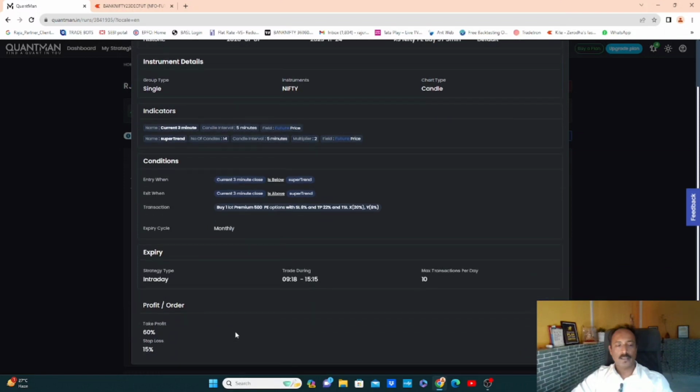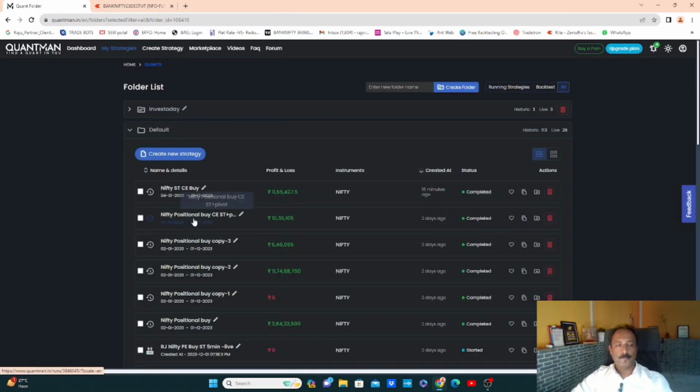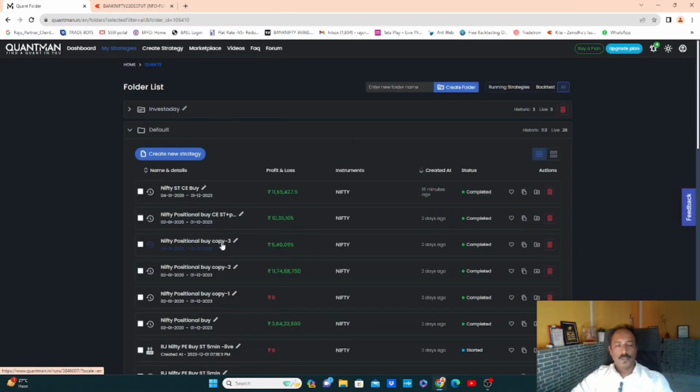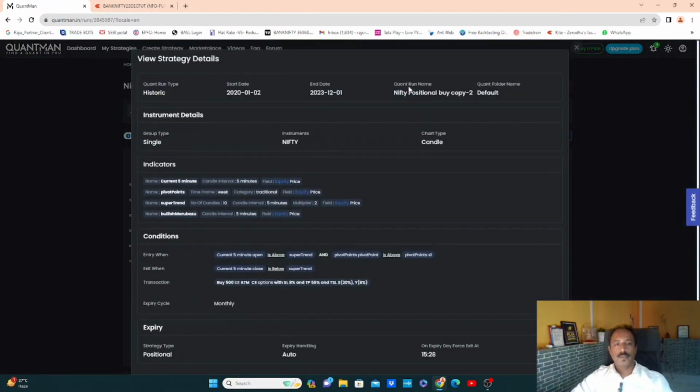Monthly. Okay, this is intraday. I just want to do it on a monthly basis. Okay, let me choose the monthly strategy. Nifty positional buy CE. Nifty positional buy. I think this is the one with the PE. Okay, you have to just check out monthly positional, and this is again a call option.